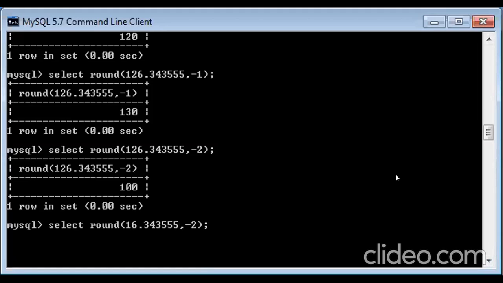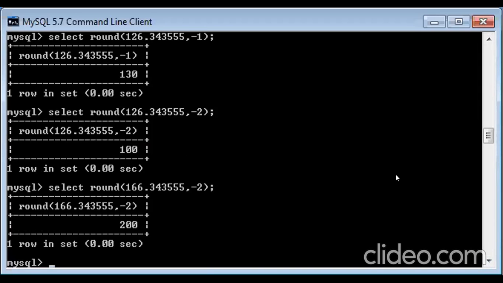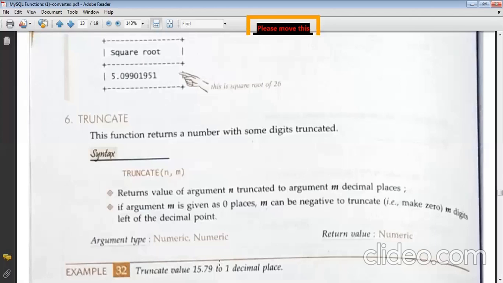Suppose I write it like this, with the tens place more than 5, plus five, so I've written 166 then. Do you think the output will be 200 now? Yes, ma'am. Okay, so this is how round and truncate are different from one another. I hope this is clear to you and you will remember it now, so that you will not get confused later on. So, solving some of the questions now.